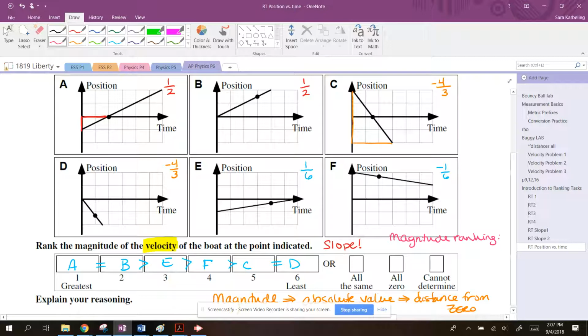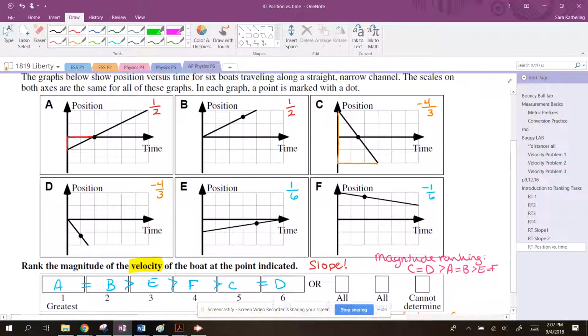Did you get it? Which one has the biggest magnitude? C and D do, don't they? Then what? A and B. A and B? Yeah. And then what? E and F. I have a question for you. What does the magnitude represent? The magnitude of the velocity, what does it represent? Not power. Power is something different. How fast they're going, right?